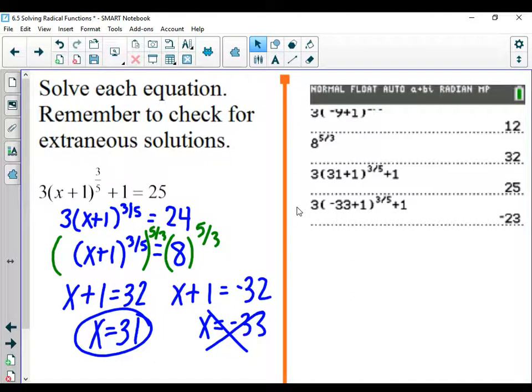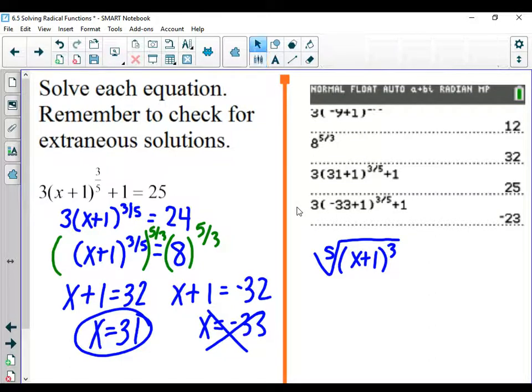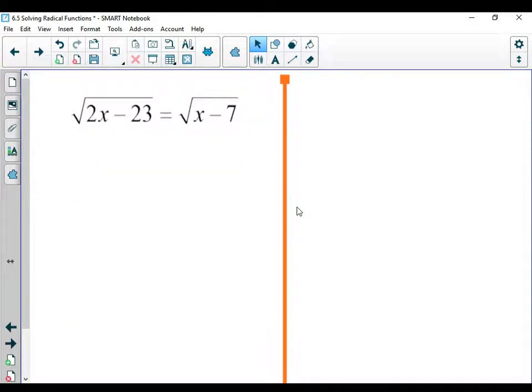Because if you think about it, it is the 5th root of x plus 1 cubed. So you're not going to run into any issues because we're going to take the 5th root, and we can take the 5th root of a negative number. That's not going to be a problem. Okay, any other questions? Okay. Let's try this one before we do those other two.